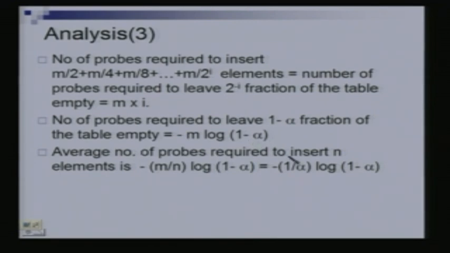So the average number of probes required. This was the total number of probes required, so the average was just divided by n. m by n was alpha, or n by m was 1 by alpha. So this is this quantity. So we will now be able to capture it in a table, right?